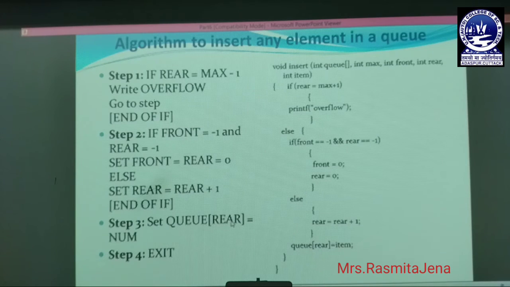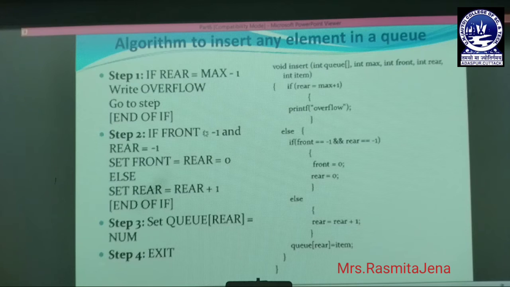That means where the rear points, we will store, or insert, the element at that location. You can see if the rear is 0, then we will store the new element at the 0th location of the array of the queue. Suppose this condition is false, that means the condition front equals minus 1 and rear equals minus 1 is false. It means there is some element in the queue, and now you want to insert the new element. When we insert the new element, we must first increment the rear value, and after that we can do our insertion operation.